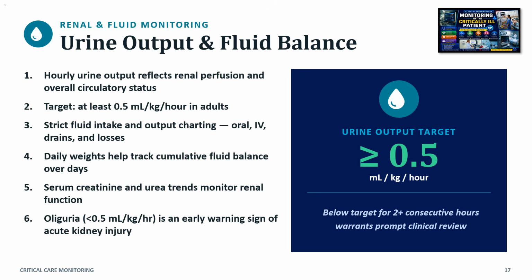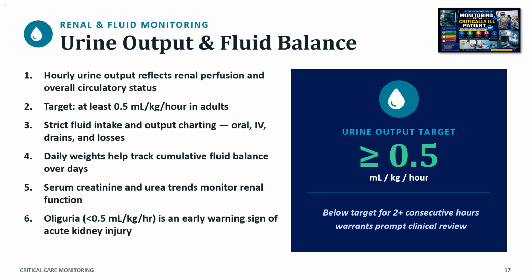Renal and fluid monitoring. Urine output and fluid balance. 1. Hourly urine output reflects renal perfusion and overall circulatory status. This is because kidney blood flow depends on cardiac output, so low output often means poor perfusion. 2. Target: at least 0.5 milliliters per kilogram per hour in adults. This threshold indicates adequate kidney function and sufficient circulatory volume.